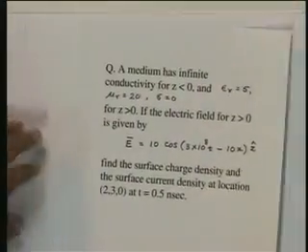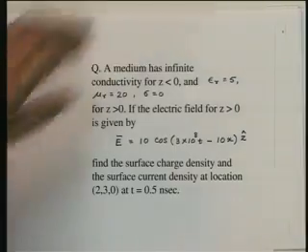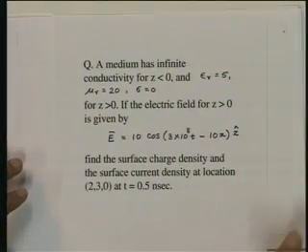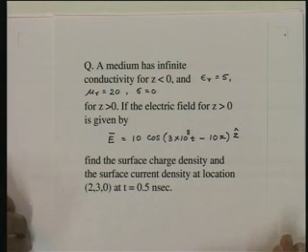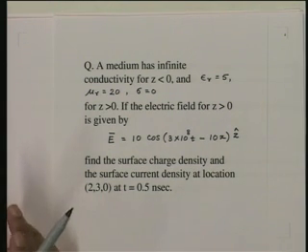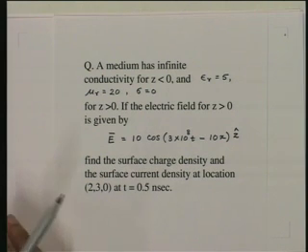Let us consider now one problem based on the boundary conditions. We have seen that the boundary conditions are nothing but the application of the laws in the integral form across a boundary. So, if the laws are expressed in the differential form, we get what are called the Maxwell's equations. If the same laws are applied across a discrete boundary, then we get what are called the boundary conditions.